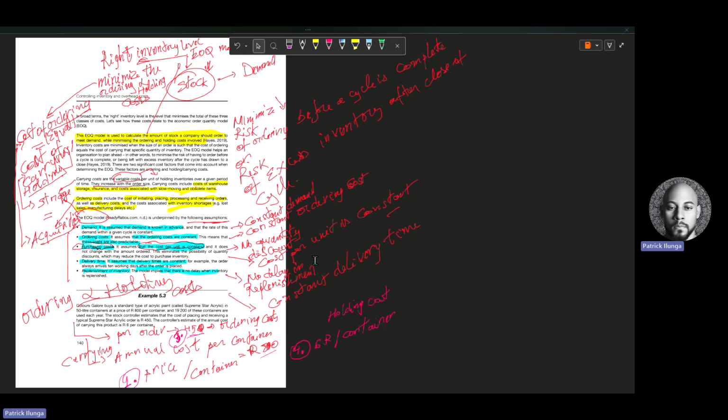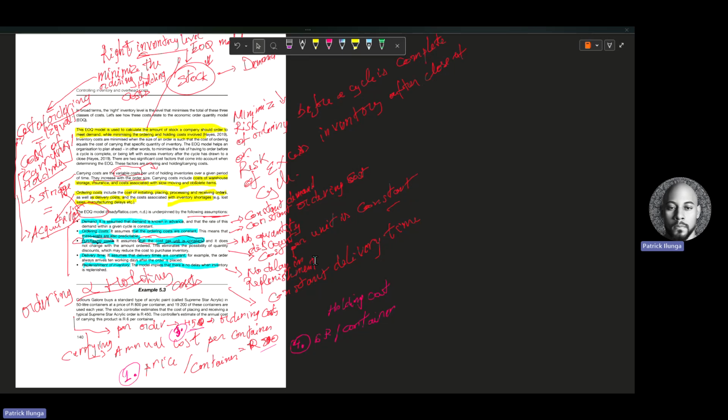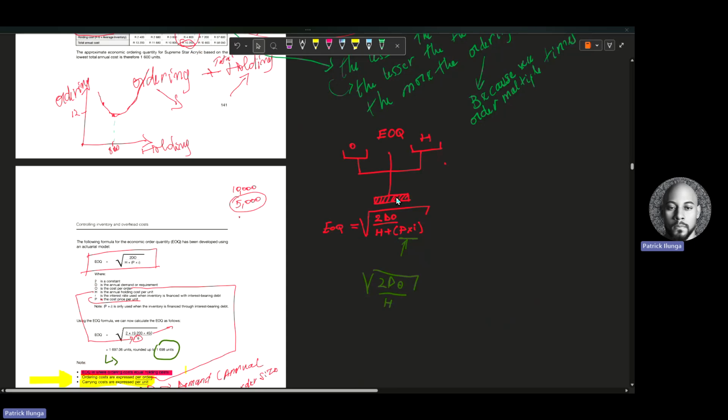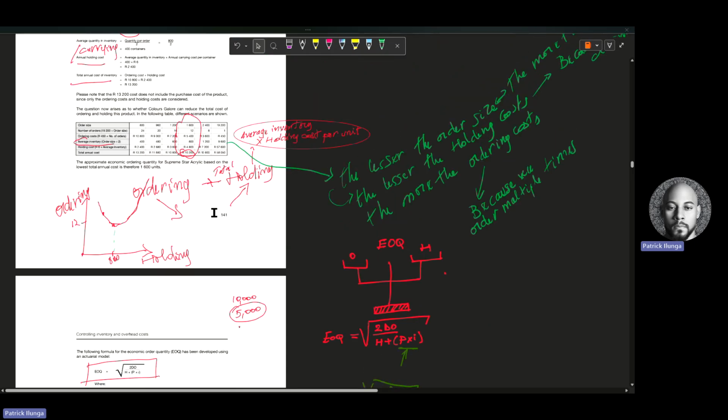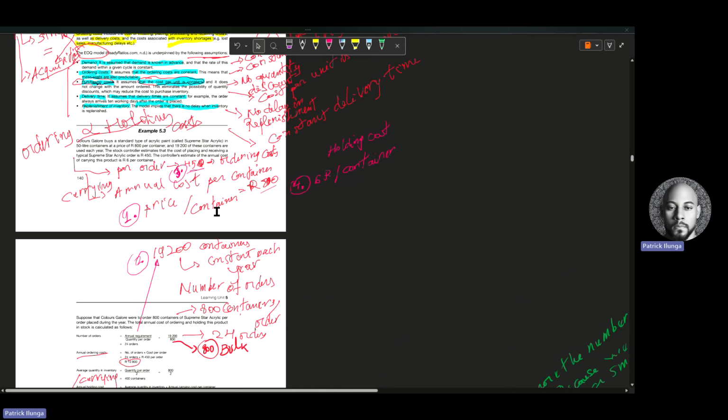So the EOQ will deal with how much to order: what is the right quantity that we need to order to meet the demand, while at the same time minimizing the ordering and the holding cost. Remember this balancing act. You need to balance the ordering and the holding cost, right? I've taken a concept that sometimes students struggle with, and I've tried to make it as clear as possible. It's just a few concepts that you need to understand there, right?